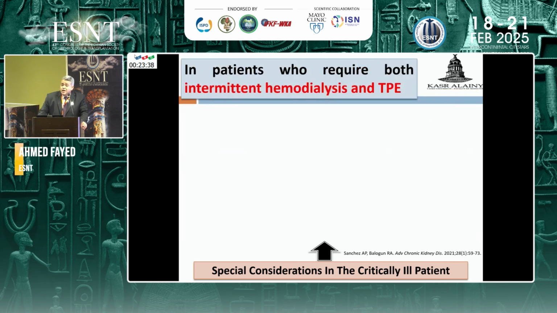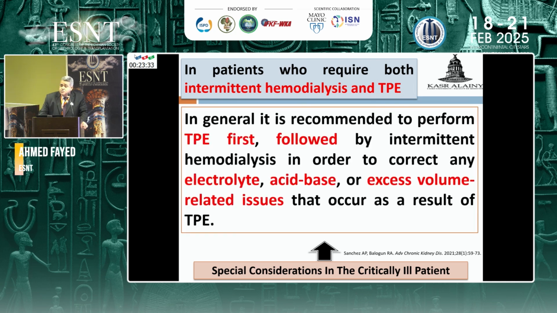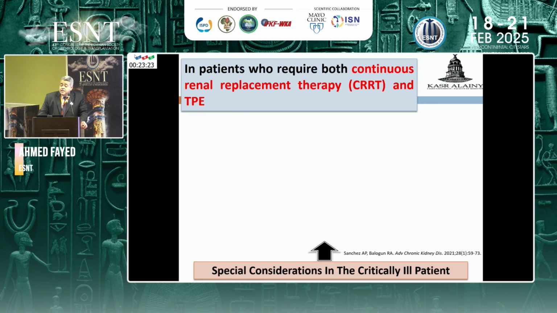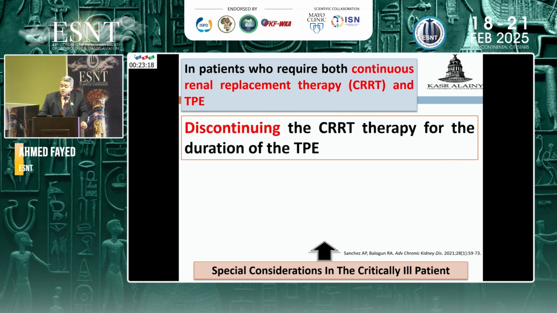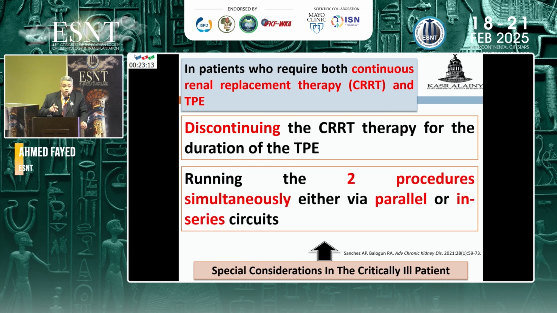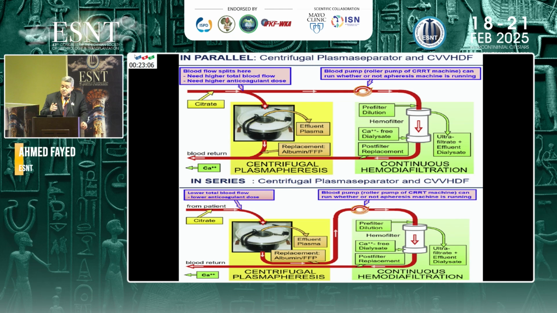In patients who require intermittent hemodialysis and plasma exchange in the same setting, in general we must perform plasma exchange first, followed by intermittent hemodialysis, in order to correct the electrolyte and acid-base disturbance and excessive fluid. In patients that need CRRT with plasma exchange, we can discontinue the CRRT during the plasma exchange session, or another option is to run the two simultaneously, either in parallel or in series circuits.